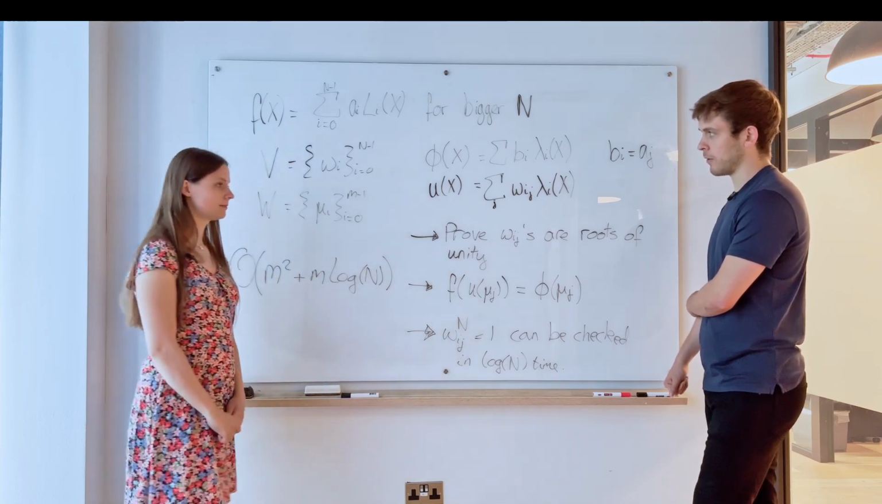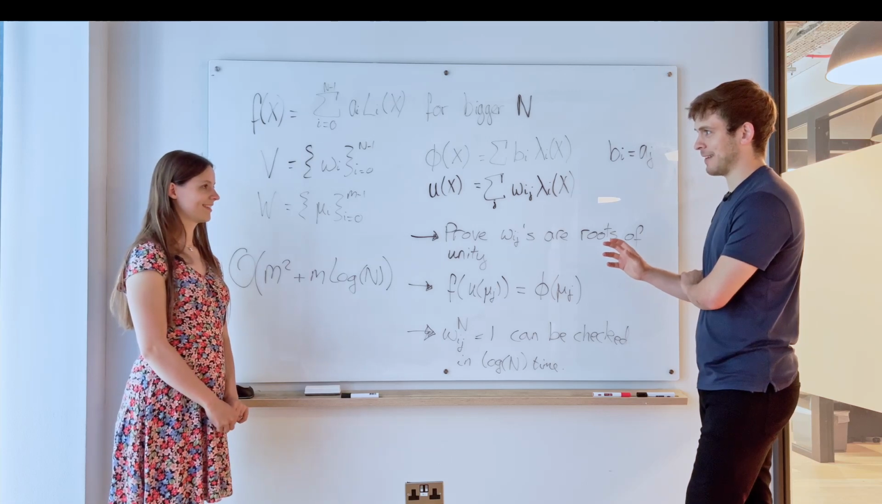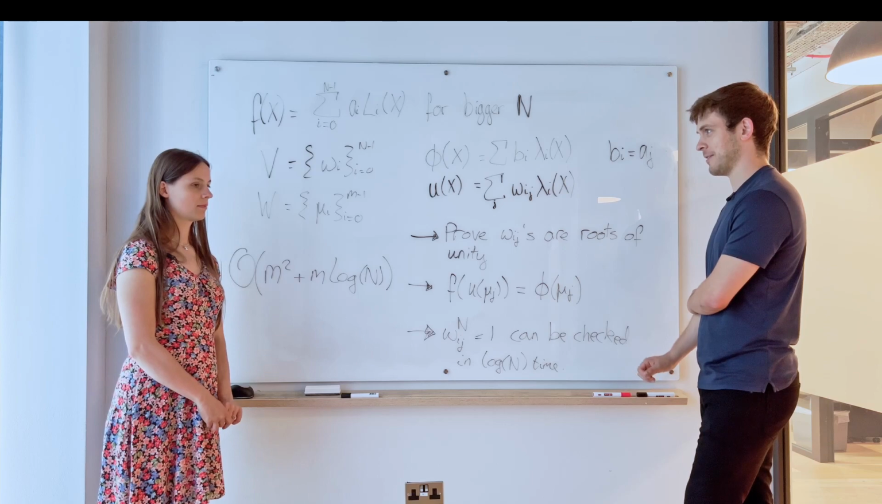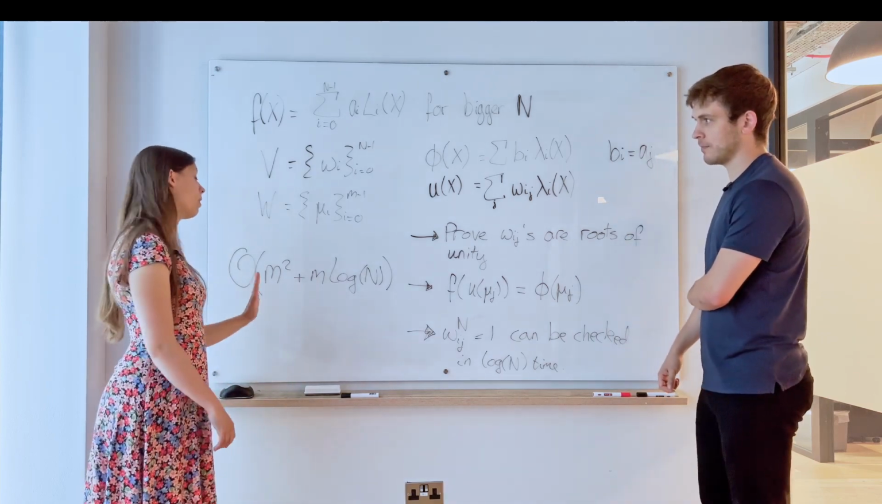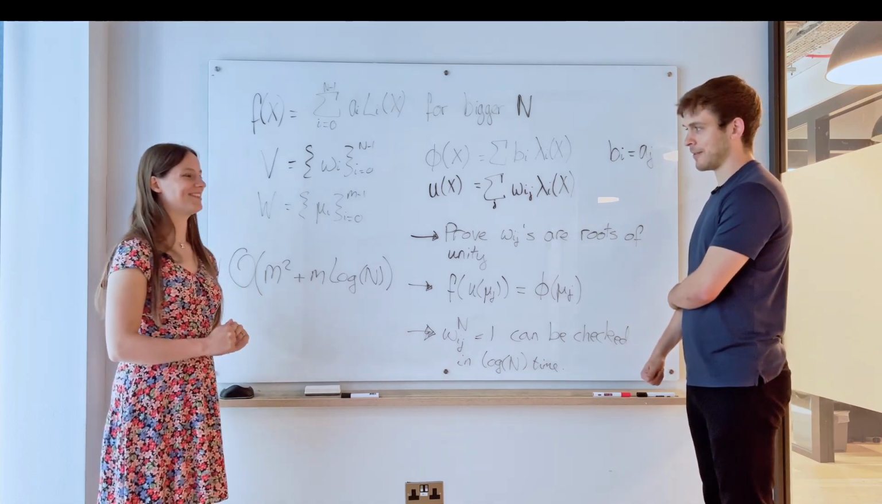Is there anything on the roadmap for either Caulk or lookup tables that you're working on? I would say that we are exploring whether we can get rid of the m squared, but we've not solved it. So I don't want to get your hopes up there.